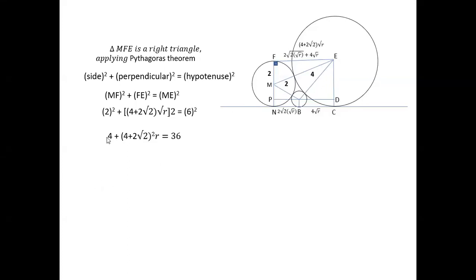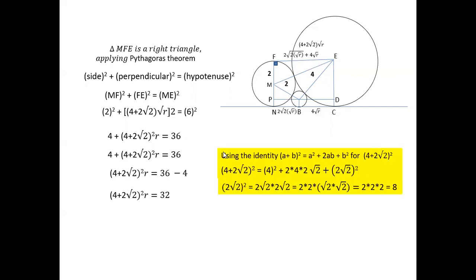So 2 square is 4, plus 4 plus 2 root 2 whole square into R, because root and square cancel and it is only R, equals square of 6, which is 36. Let's bring this to this side. When we take this, it becomes 36 minus 4, and 36 minus 4 is 32. Now let's work on this bracket so that we get the radius of the small circle.